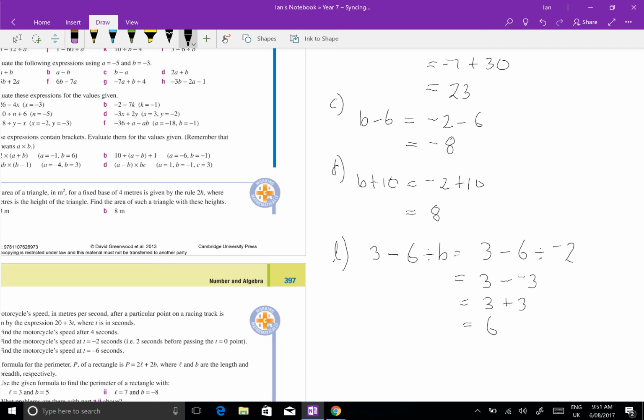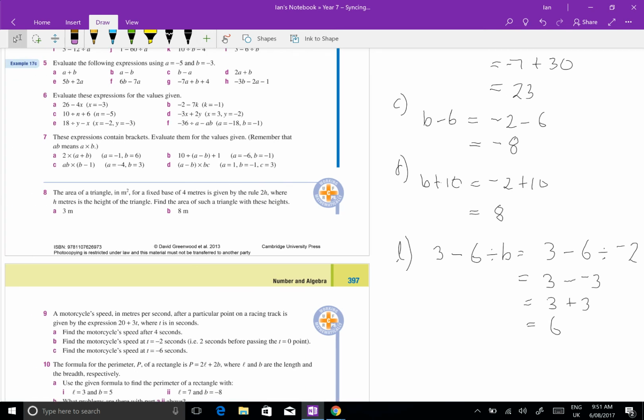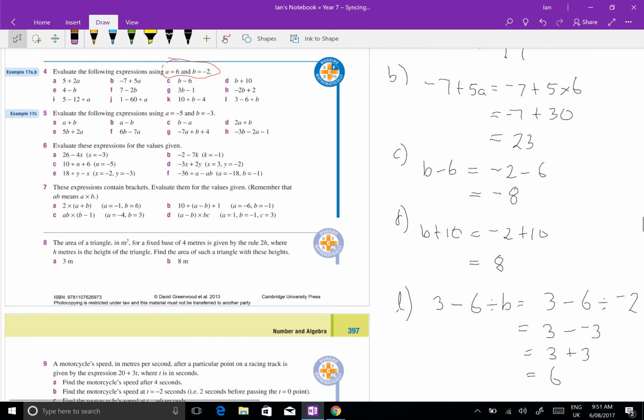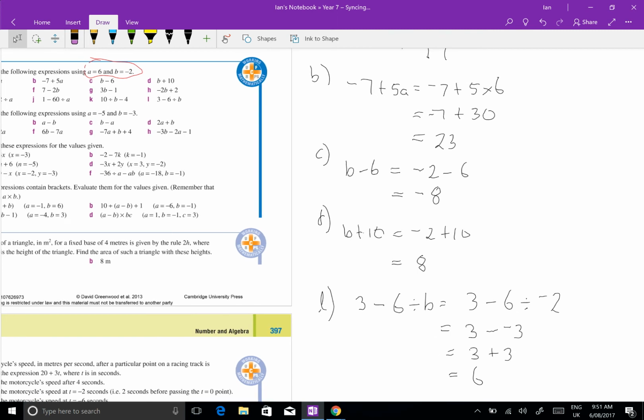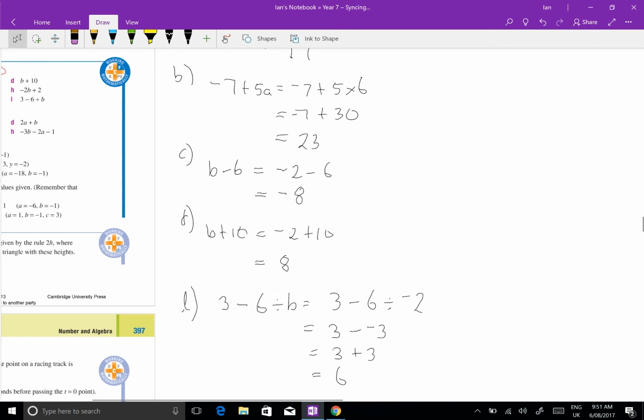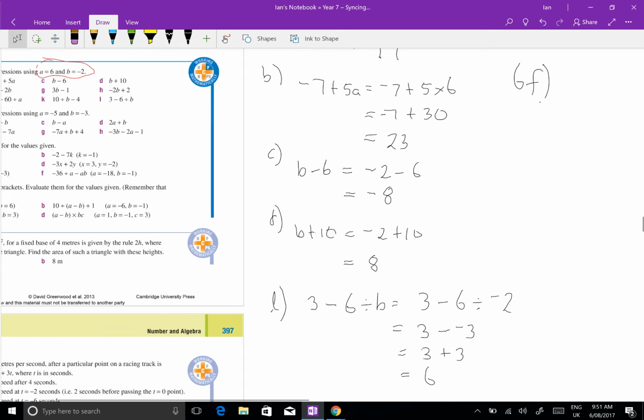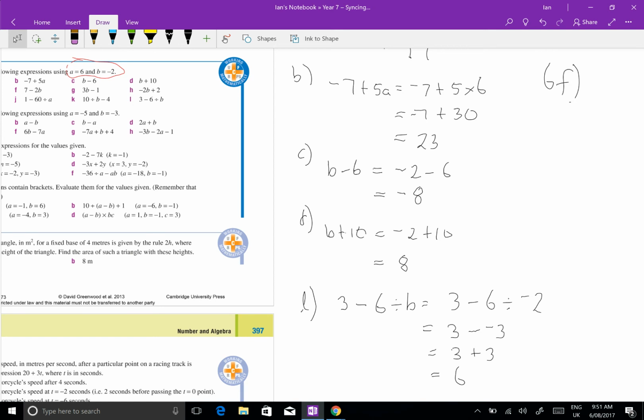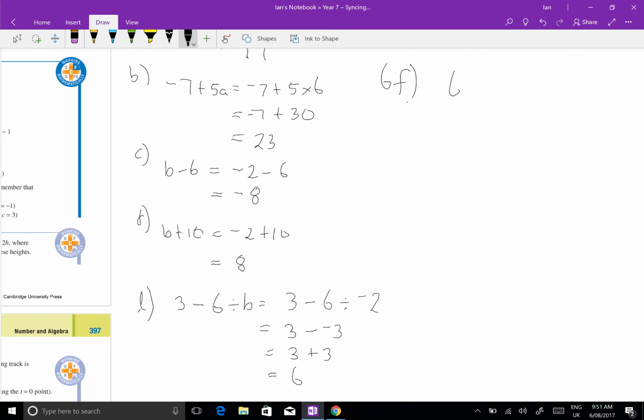All right. What about some of the ones from question 5? Let's have a go at some of these ones from 5. How about I just do F and H? So 5F. I write the expression 6b minus 7a. 6b minus 7a.